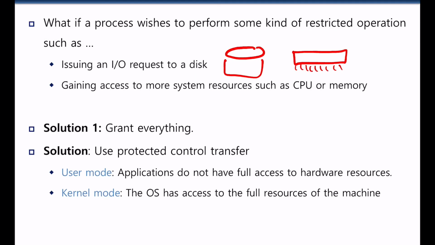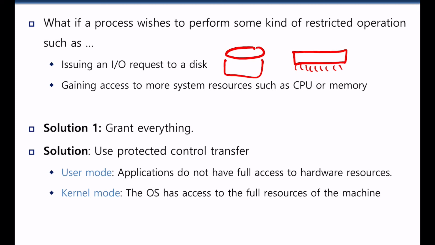A process wants to create a file, or a process wants to expand its stack or heap space. But those resources, disk I/O and memory, are shared among all the processes, and we have to be very careful in allocating these hardware resources to processes, because we cannot simply grant all the requests from the user process, because then it will affect the execution of the rest of the processes.